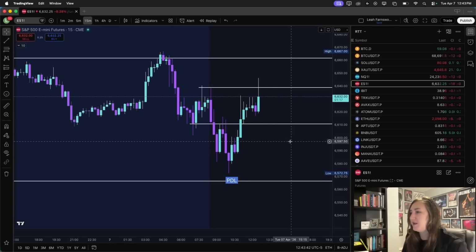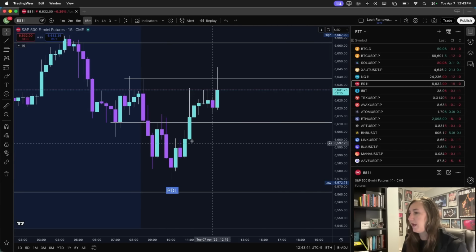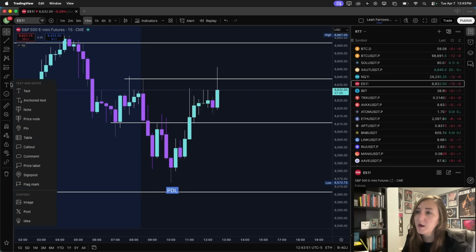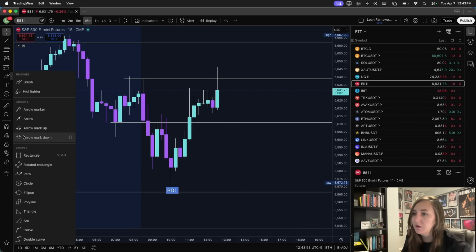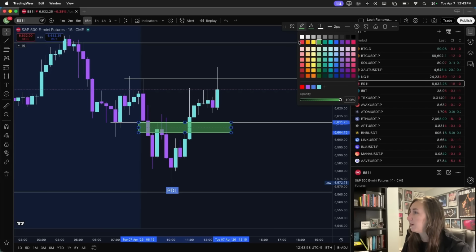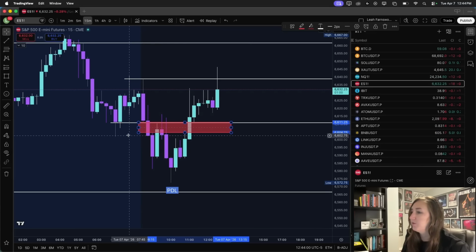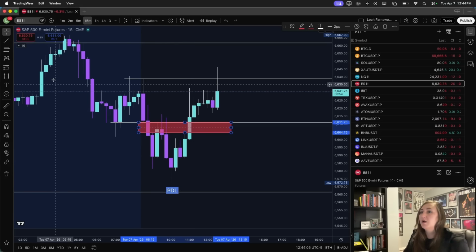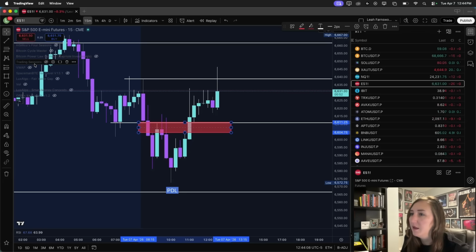If we're just taking a look at this here, we do have our break at 8:45 a.m. We did create an imbalance or a gap. So here is our gap, a 15-minute gap nonetheless, bearish. So we have our 15-minute bearish fair value gap. We came back up, wicked through, and came all the way back down. Now, where is our take profit sitting here?